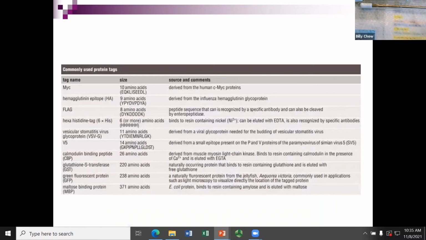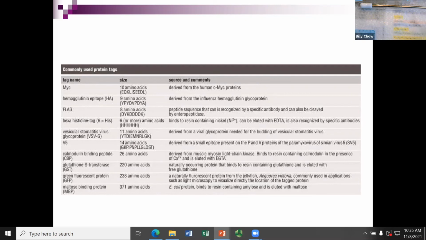Okay, so to show you some of the fusion proteins, you can actually use any fusion partner. We talk about the His tag, the hexahistidine tag, six times His, a six amino acid long fusion partner. Many other fusion partners are being used in biochemistry laboratories.